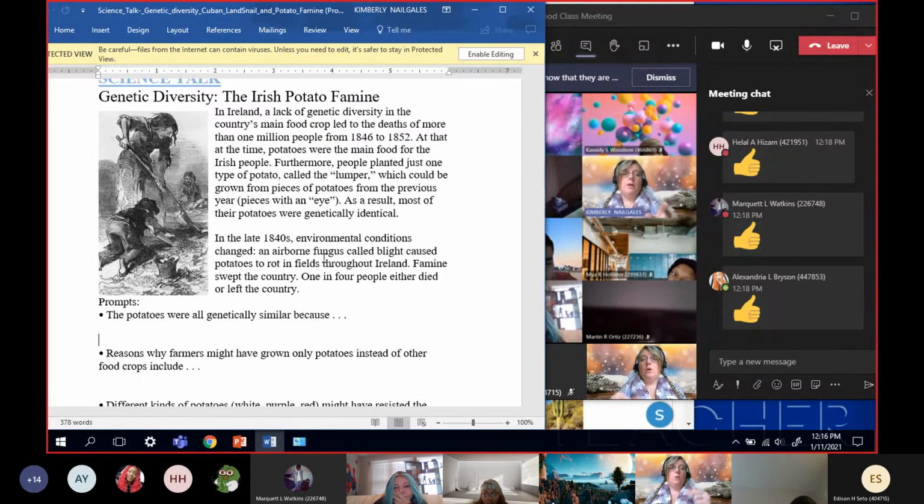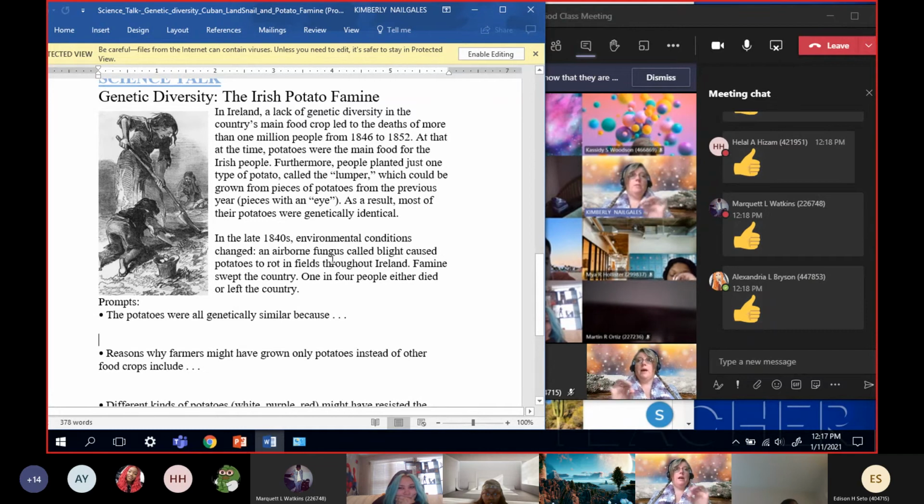At that time, 1846 to 1852, we had a huge influx in the U.S. of Irish immigrants who were running from the potato famine. They were starving, and they came to America just because they didn't have any place else to go, and that was only the richest of them. The rest of them just sat there and starved. But it was because they were all using the same potato, and it got a fungus or a disease or something, and they all died.